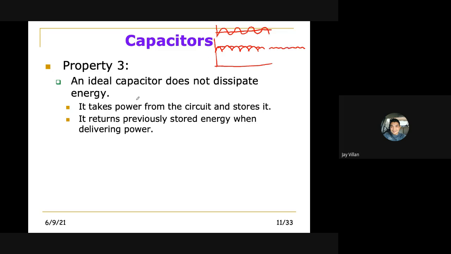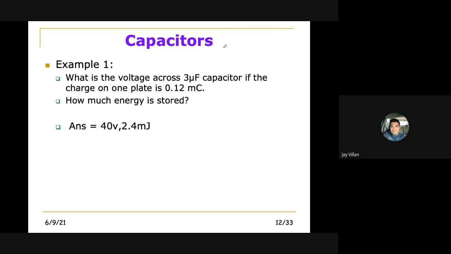So it is said that it takes power from the circuit and stores it, and then it returns the previously stored energy when delivering power. From the peak of your positive cycle, your value starts to go down and it starts to discharge its energy. It delivers energy to the circuit. So that is the third property of your capacitor.